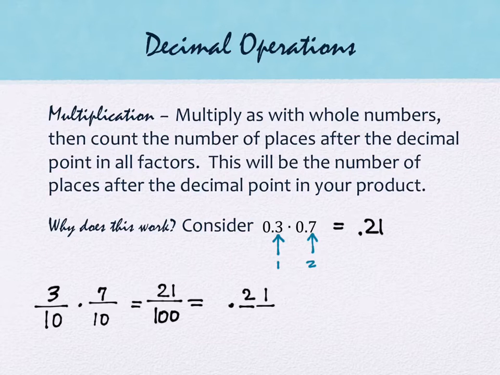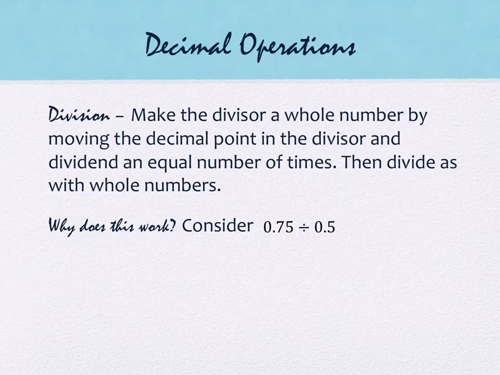Let's look at division. Division also has kind of a nuance to it that makes it a little bit different. So when we're working with division, we want to make the divisor, the number you're dividing by, a whole number, by moving the decimal point in the divisor and the dividend, that is what you're dividing, an equal number of times. And then once again, we divide as we do with whole numbers.